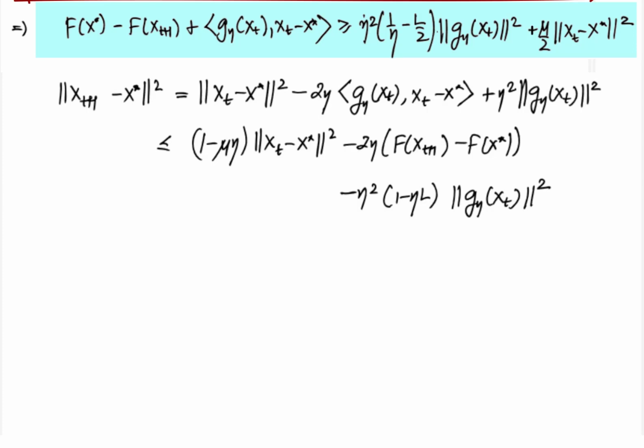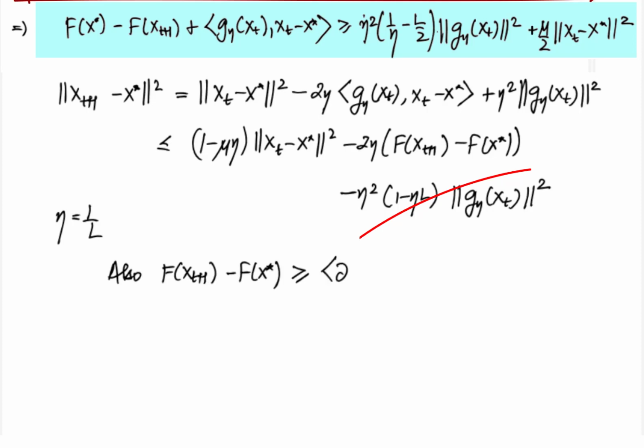Now we will drop the last term for eta equal to 1 over L, and the second term can be bounded from the quadratic lower bound on f as f of x_{t+1} minus f of x star is greater than or equal to any subgradient of f at x star, comma, x_{t+1} minus x star, plus mu by 2 norm square of x_{t+1} minus x star. So this is the quadratic lower bound.